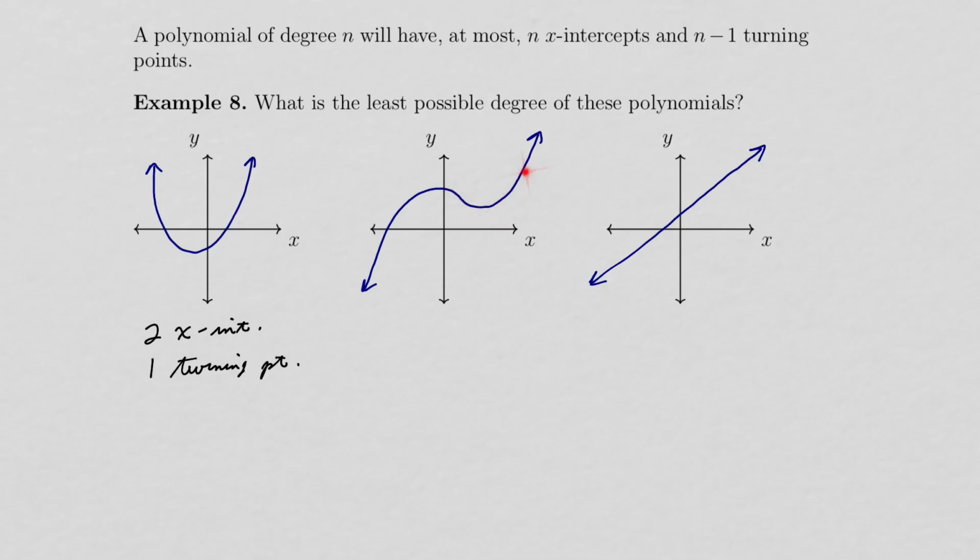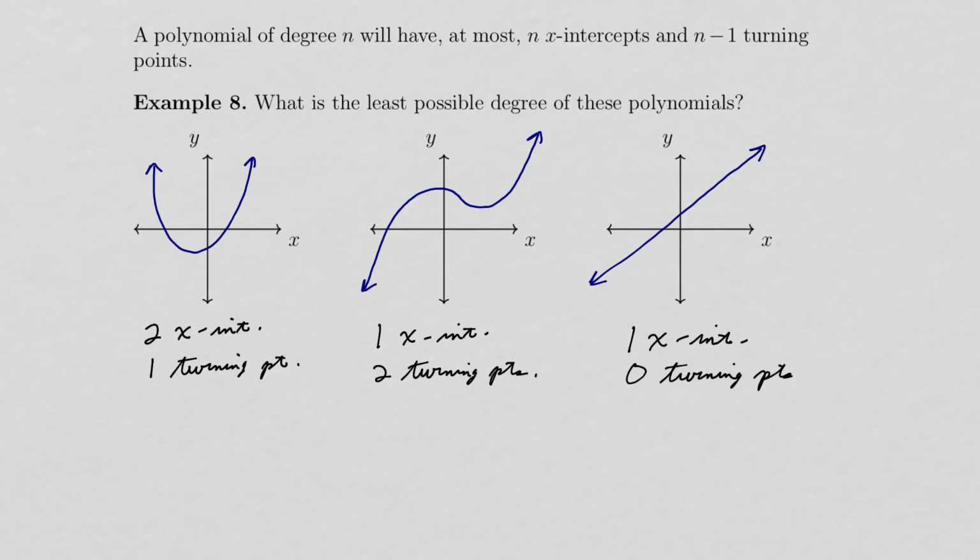Here I have one x-intercept and two turning points. It turns here and turns here. So one x-intercept and then two turning points. And then with the line, I basically have one x-intercept and zero turning points, right? Because it doesn't turn at all. So I have one x-intercept and zero turning points.